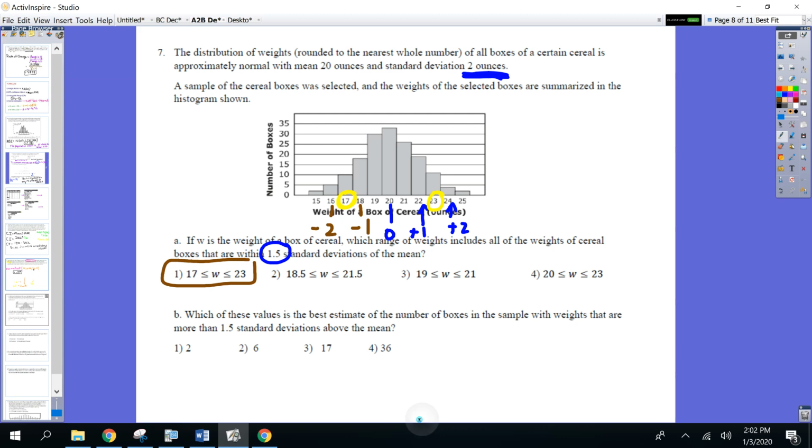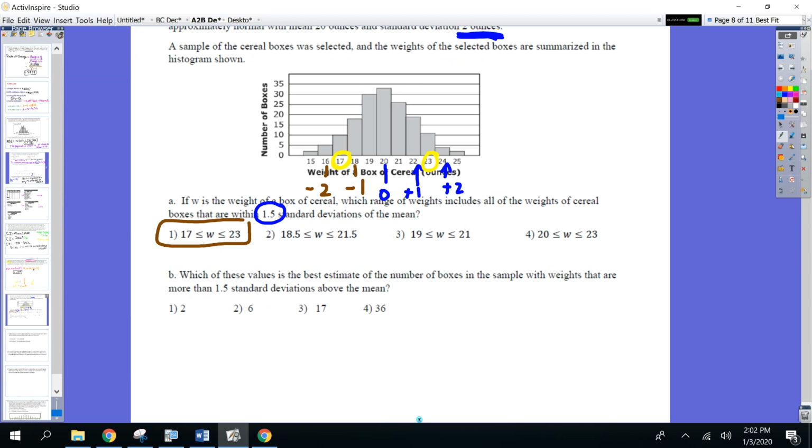All right. And now we can answer this pretty easily. Which of these values is the best estimate of the boxes that are more than 1.5 above the mean? Above the mean, not below, above. So what score was at 1.5 above? 23, right? That was at 1.5 above. So what's the best estimate? Something that's above that? Choice 4, 36. Yep.